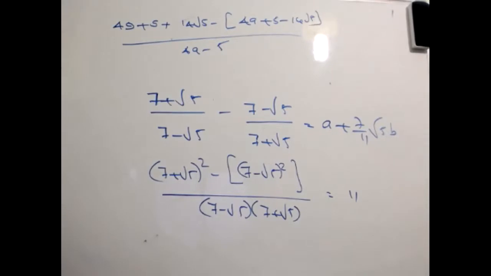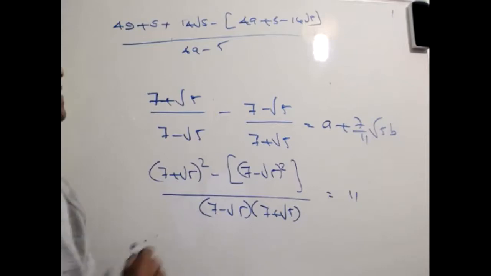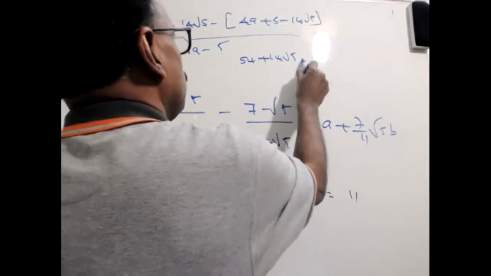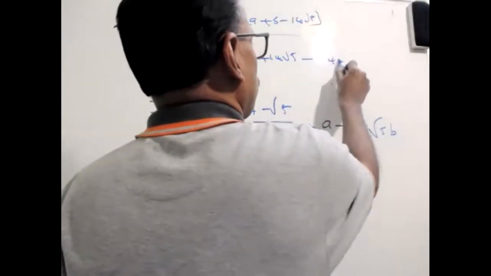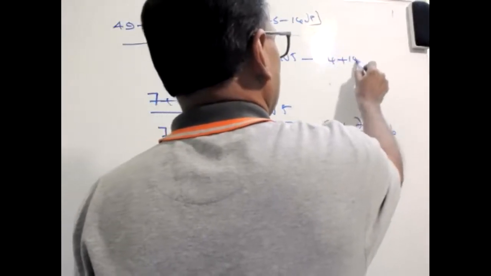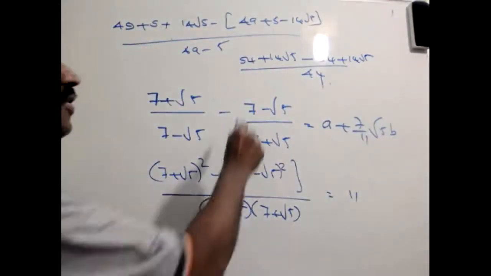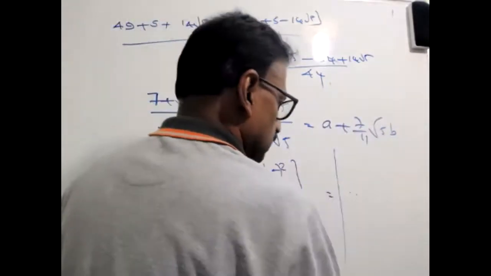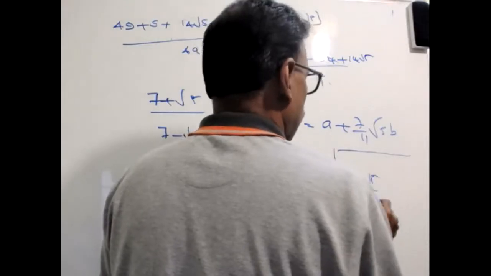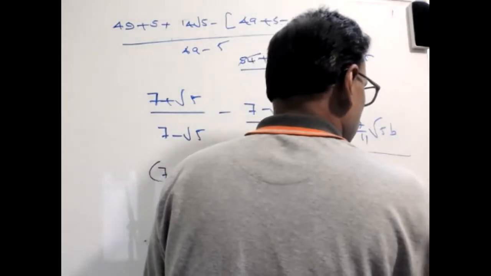When you open here, 49 plus 5, how much? 54, right? 54 plus 14 root 5 minus 54 plus 14 root 5 divided by 44, right? 54 cancels. I'm writing the answer here: 28 root 5 divided by 44 equals a plus b 7 by 11 root 5.